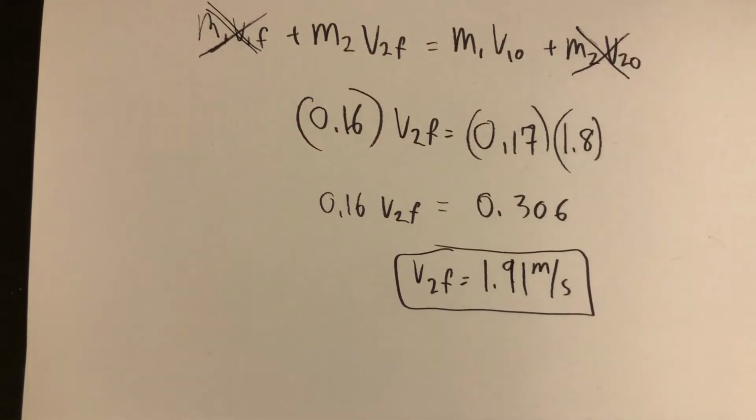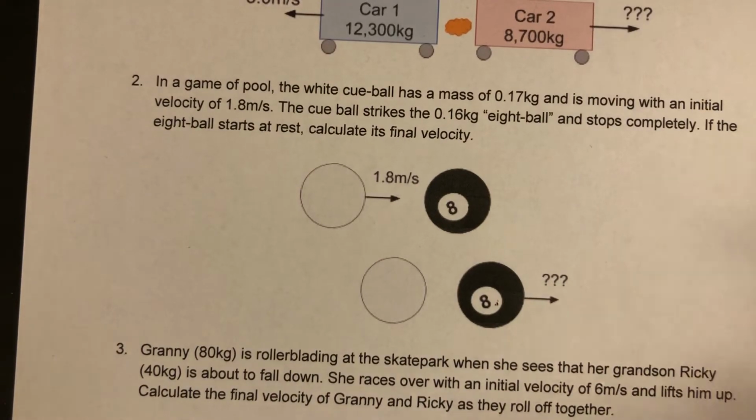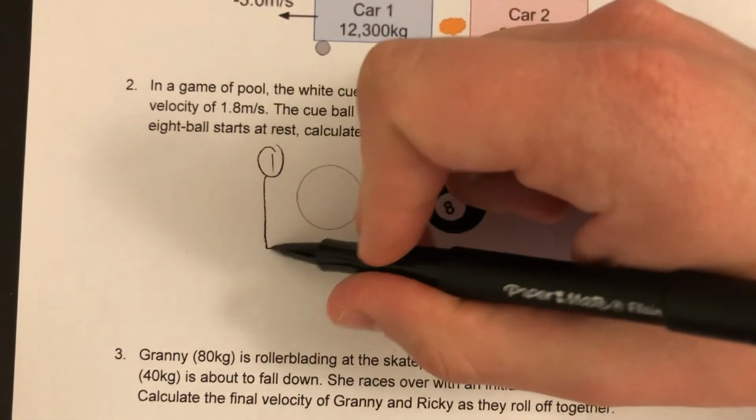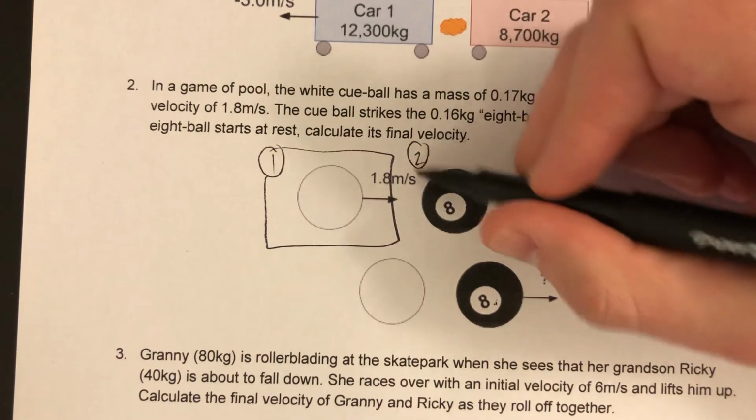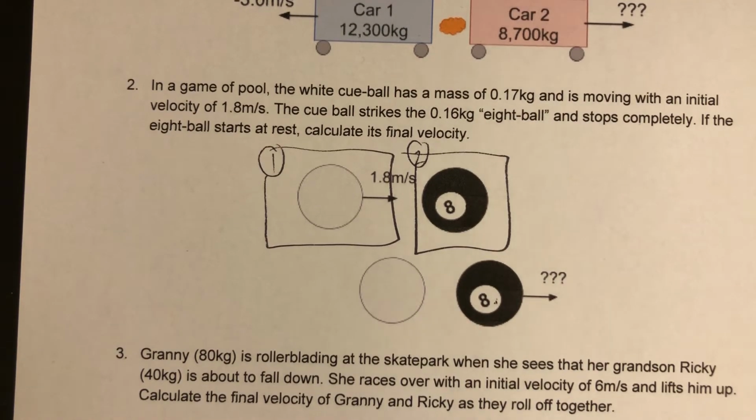Once again, the second object is moving a little faster because it is a little bit lighter. So 1.91 will be our final velocity for the cue ball. I think I underemphasized something in this problem and the first problem too. Like in any conservation of momentum problem, you have to name the objects. So this is object 1, this is object 2. We'll do that in the next problem with Granny and Ricky.